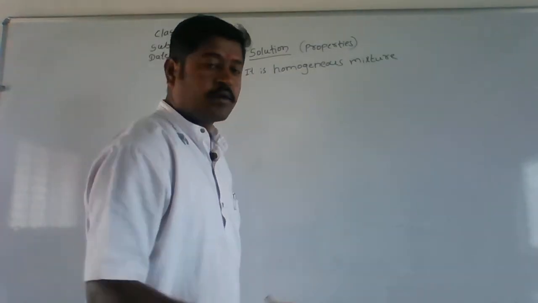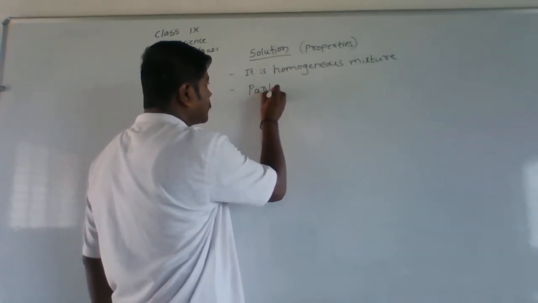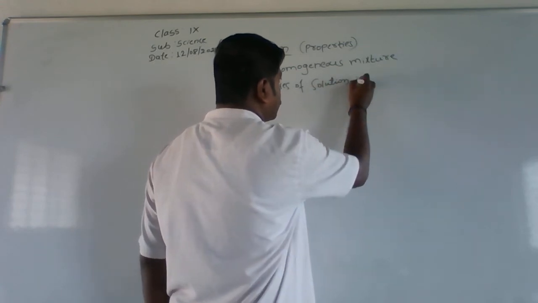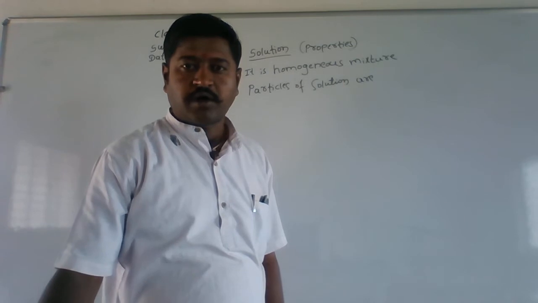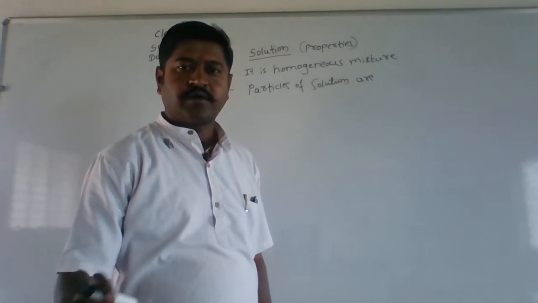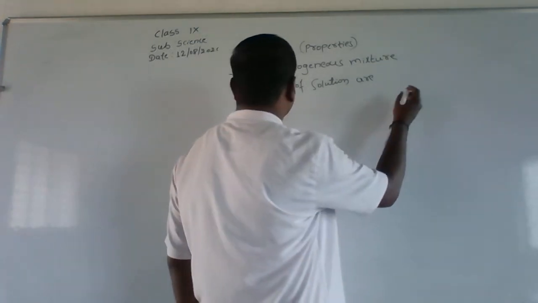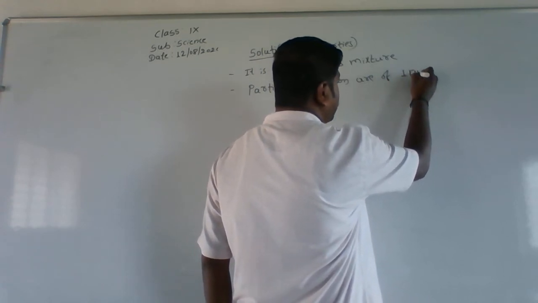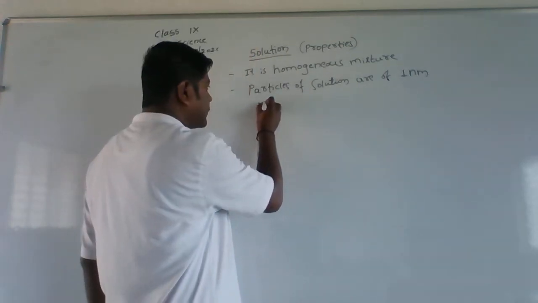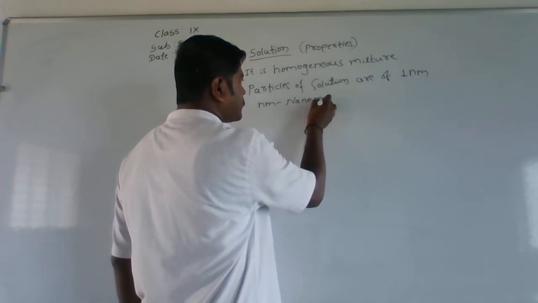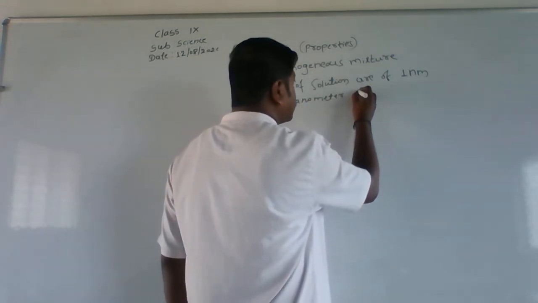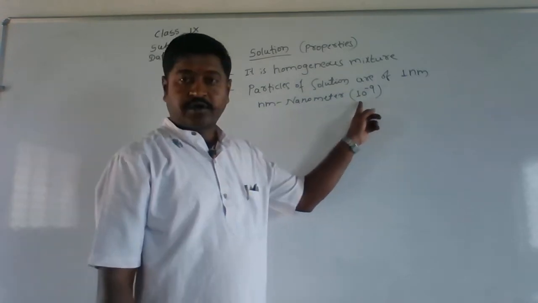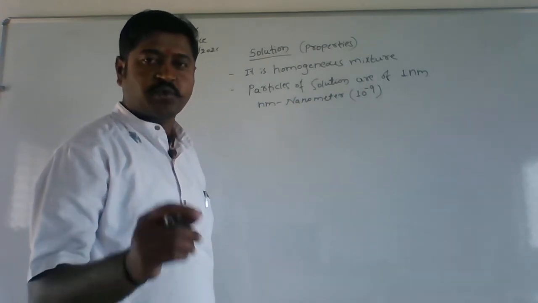The next, particles of solution are very small. Small means they are very small. So they are of a size we call as 1 nm, where nm stands for nanometer. Nanometer means 10 to the power of minus 9 meter. So 1 nanometer means 10 to the power of minus 9. That is what is 1 nanometer.